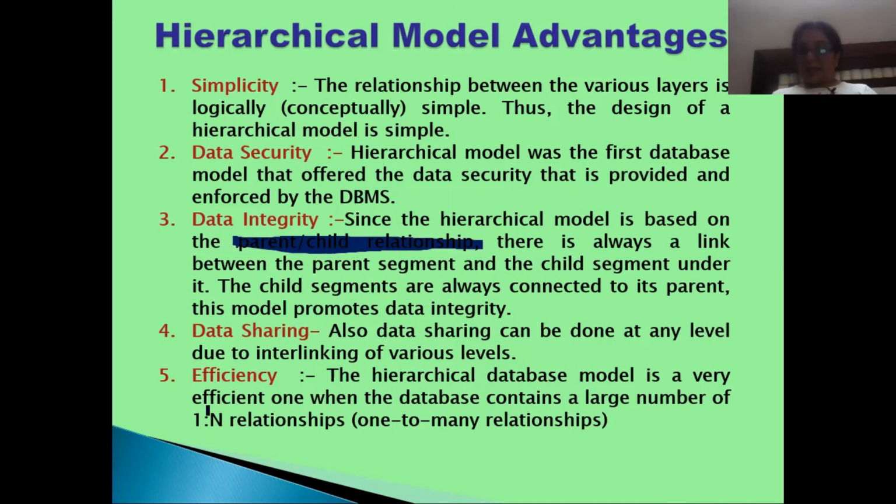Now data sharing, it can be done at any level due to interlinking of the various levels. Definitely all the levels are interlinked, so down to up or up to down, data can be easily flowed or shared. Efficiency. Why? Because it contains a large number of 1 to n relationships here.